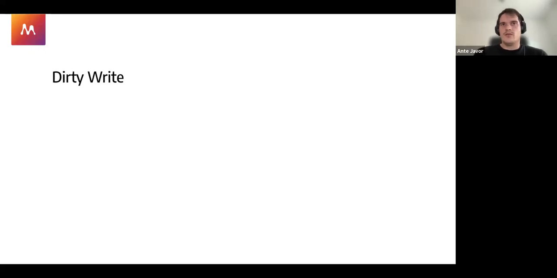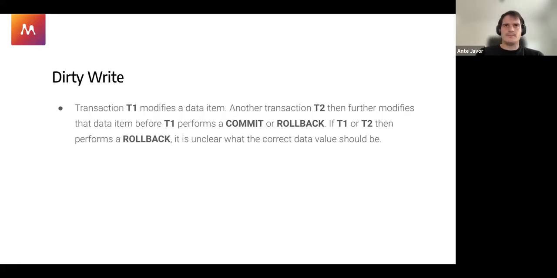So let's go to one example of an anomaly that can happen in a typical multi-user scenario or concurrent workload. That's the dirty write. The storyline goes like this. Transaction T1 modifies a data item, for example, a node. Another transaction T2 then further modifies that same node. And before T1 performs a commit or a rollback, if T2 then performs a rollback, it is unclear what the correct data value should be.